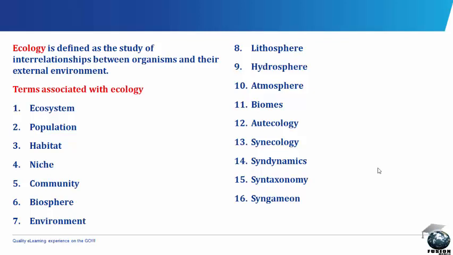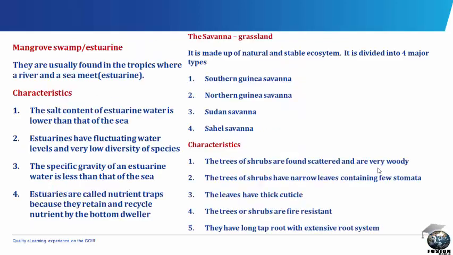Synecology, it is the ecology of many species in relation to their environment. Syndynamics, this is the study of successional changes in plant communities, their causes, and their trends. Syntaxonomy, this is the classification of plant communities in relation to taxonomy. Syngameon, this is a group of species between which hybridization occurs.